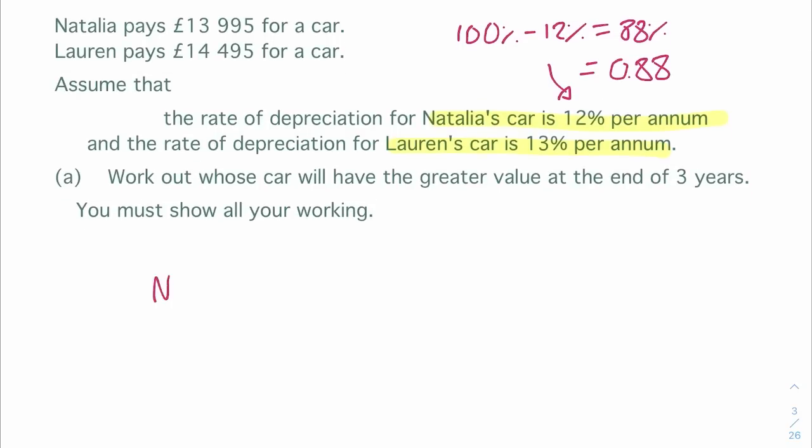So for Natalia, which we'll just label with an n, we've got 13,995 that we're going to multiply by 0.88. Now if that's happening over a 3-year period, we would do that to the power of 3.